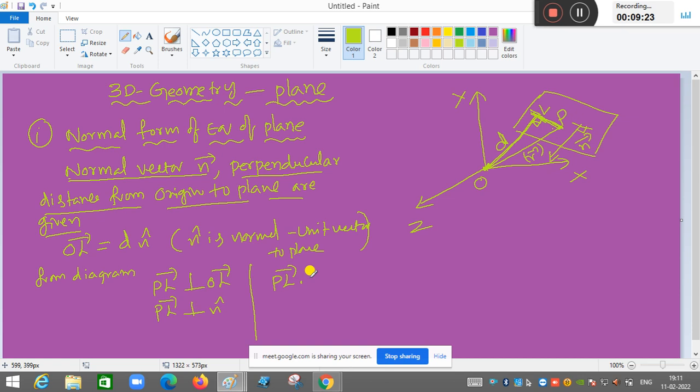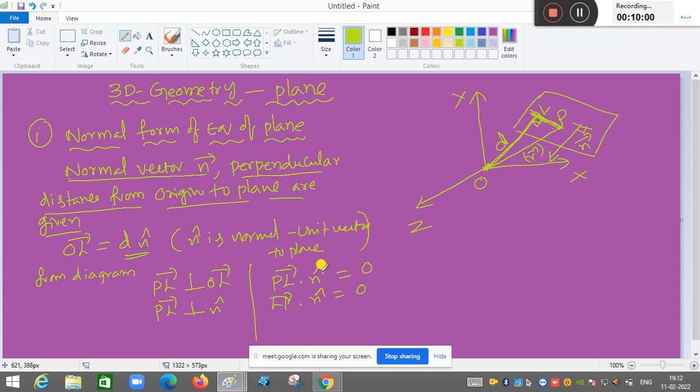PL bar dot n cap is 0. What is PL bar? See, r bar minus OL bar. This position vector is r bar, this vector is d n cap. So the position vector of this minus this, or LP bar, we take. PL bar or LP bar, because for that equation r must be first, so first we have to write r. So r LP bar, right, no problem. LP bar dot n cap equal to 0, right.